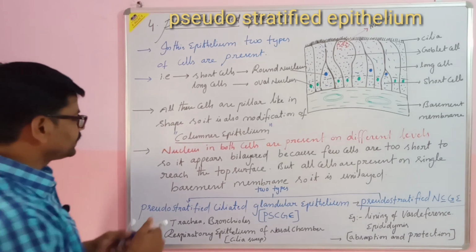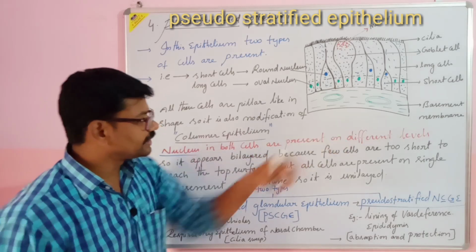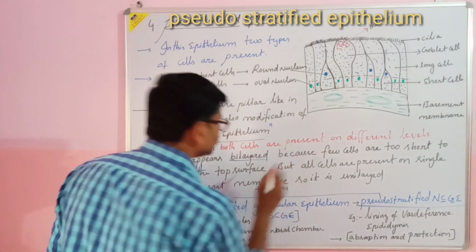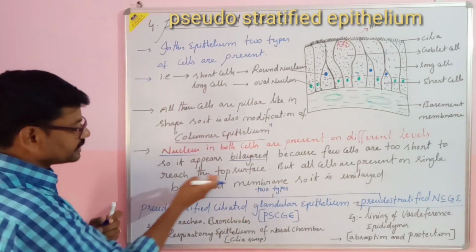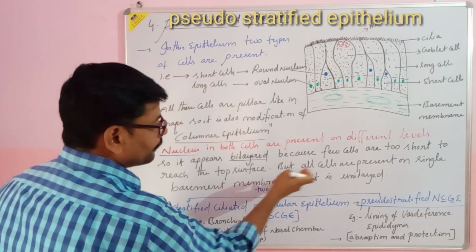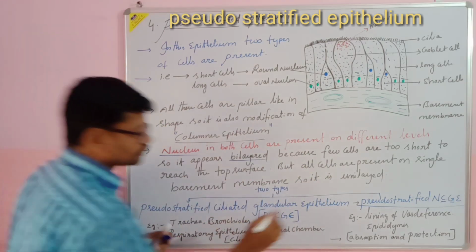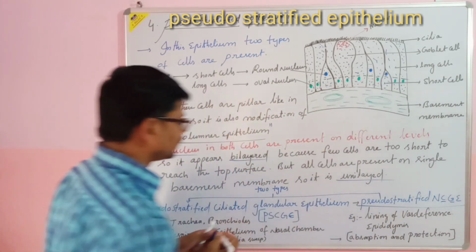Next important is the nucleus. If you see the nucleus in both cells, it is present at different levels, so it looks like a bilayer. A few cells are too short to reach the top surface, but all cells are present on the single basement membrane. So we can call it unilayered. These all are unilayered, right?